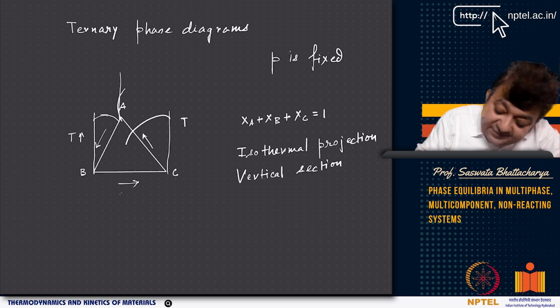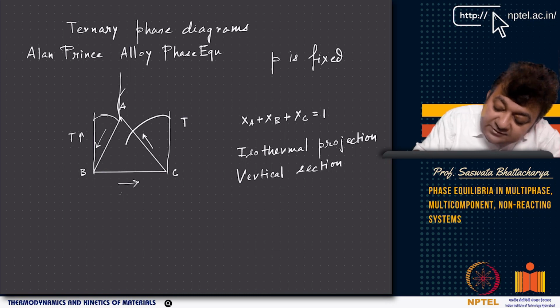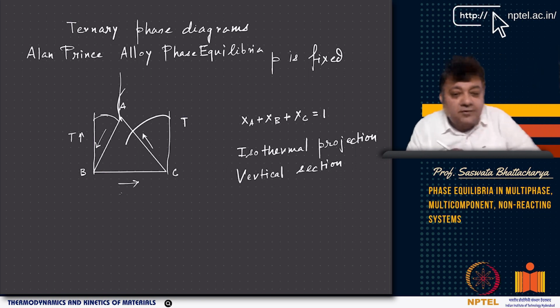If you are very interested in ternary phase diagrams, then you can look at the book by Alan Prince on alloy phase equilibrium. This is a classic book. It is now available online, I think by MSI Port. MSI Port has given you this alloy phase equilibrium book for free. It's a wonderful book on phase diagrams, particularly if you are interested in ternary phase diagrams. Okay, that was the point.